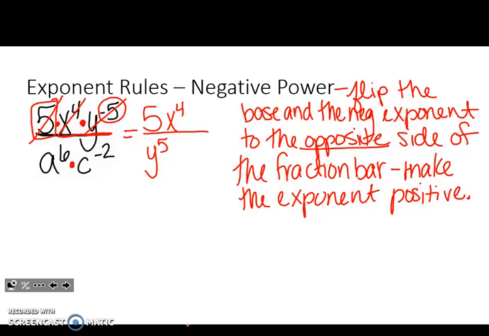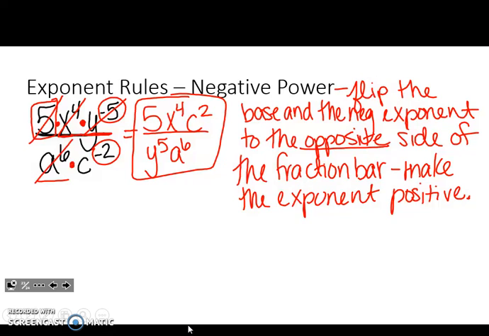Then let's move to the bottom. So a to the sixth. That has a positive exponent, so it's going to stay on bottom where it already is. And then the last one is c to the negative second power. Since it's a negative and it's on bottom, we need to move it to the top to make it positive. So our final answer is 5x to the fourth, c to the second, over y to the fifth, a to the sixth.